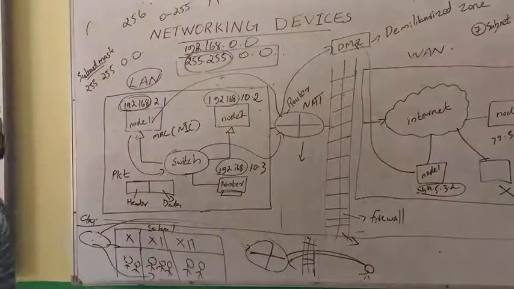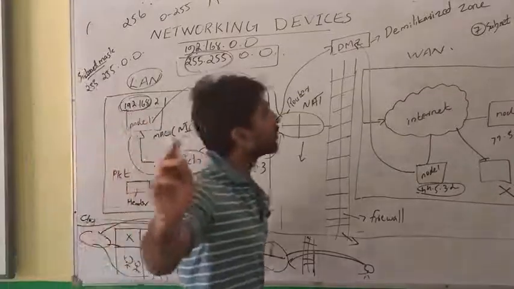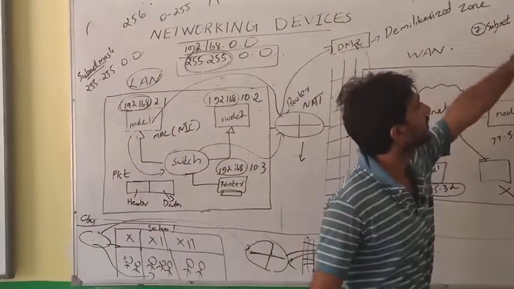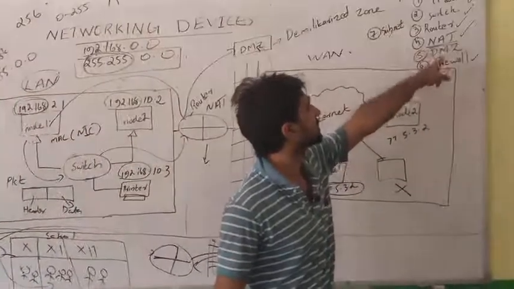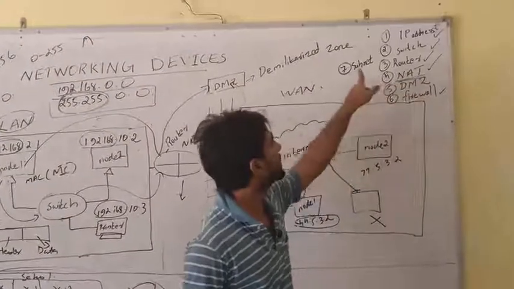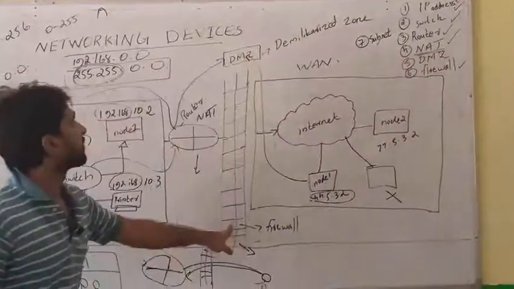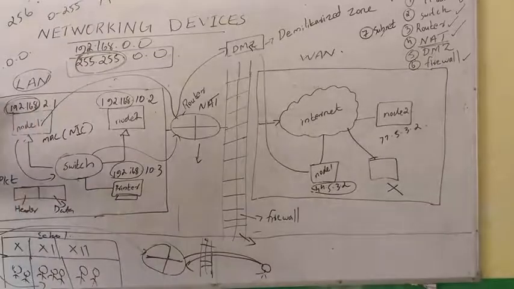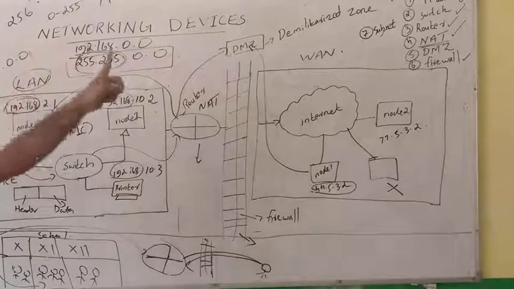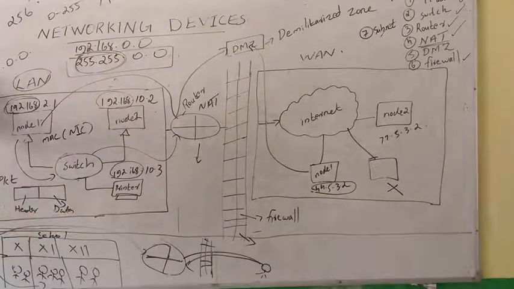I hope you understood this class. Make notes of IP address, switch, router, network address translation, DMZ, firewall, and subnet, also subnet mask. Then draw the same figure in your fair notebook and study.